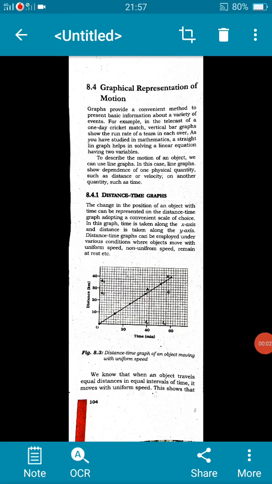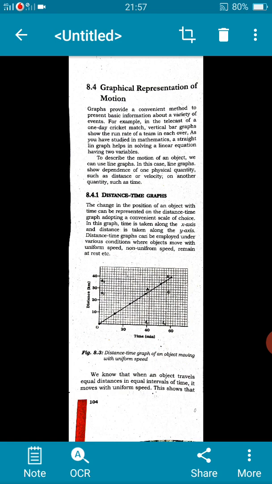Hello students, in the previous video we have learned the concept of motion along a straight line and the physical quantities like distance, displacement, speed, velocity and acceleration. Today we are going to learn the graphical representation of motion.